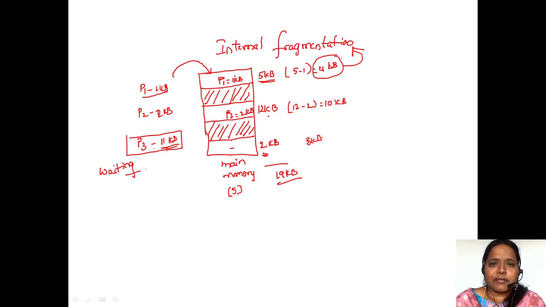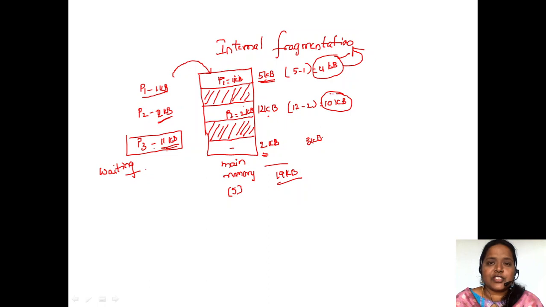So internal fragmentation and external fragmentation will be there. Internal fragmentation means this one. Here P1 requires 1 KB, but we have a partition of 5 KB. So only 1 KB we are using, and how much is left? 4 KB is left. So this 4 KB is the internal fragmentation. Here 12 KB is there, but we are using only 2 KB, and 10 KB is the internal fragmentation.